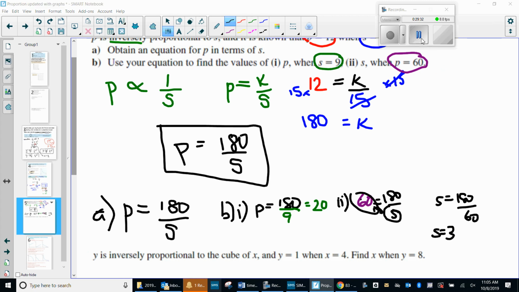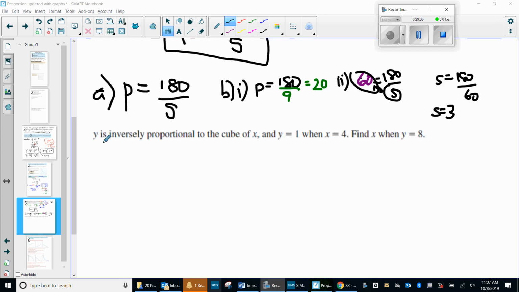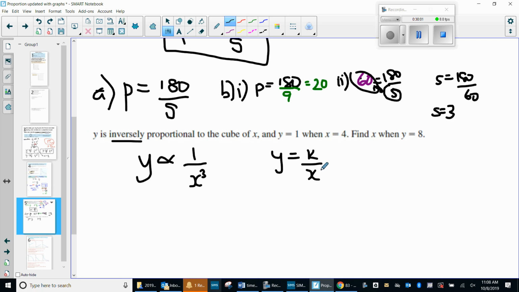I'm loving it. All right, so this last example here, we've got y is inversely proportional to the cube of x. Remember, the cube of x is just a fancy way of saying x cubed. So we say y is proportional to 1 over x cubed. Why have I written 1 over? Because it's inversely. Good. We replace that then with y equals k over x cubed. Yes? Because that's what we've been doing every other question.